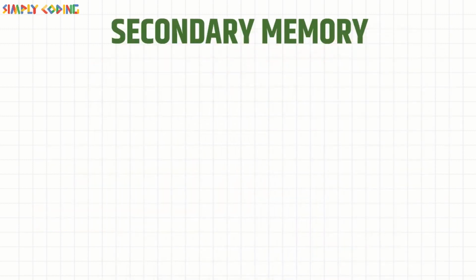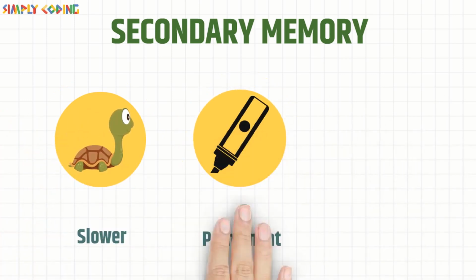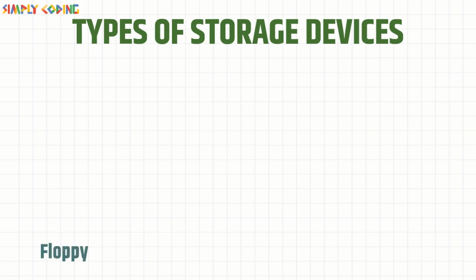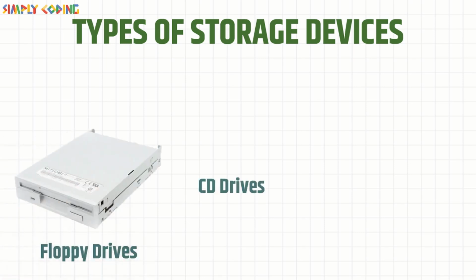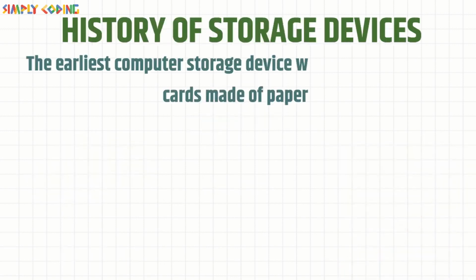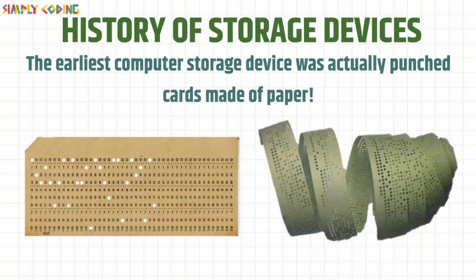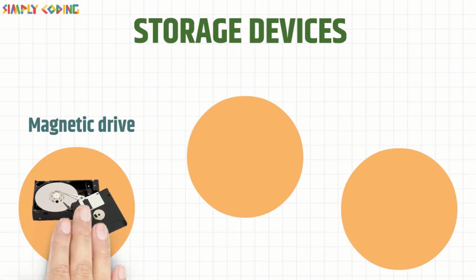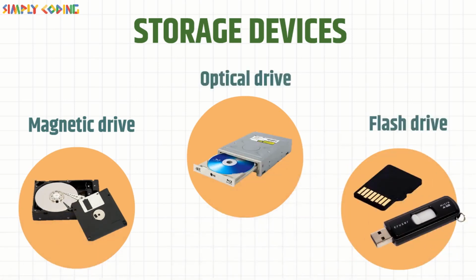Its key characteristics are: it is slower than the primary memory, data stored is permanent, so it is used for storage and backup, it helps in transferring data from one computer to another. There are many different types of storage devices such as floppy drives, CD drives, tapes, etc. The earliest computer storage device was actually punch card made of paper. Now we have storage devices which are either magnetic, optical or flash memory devices. Let's look at each one of them.